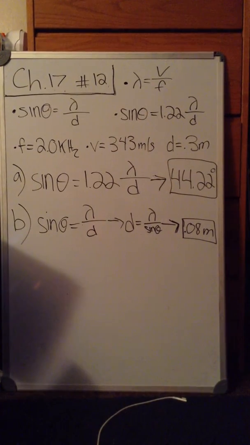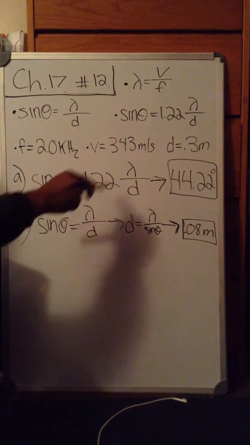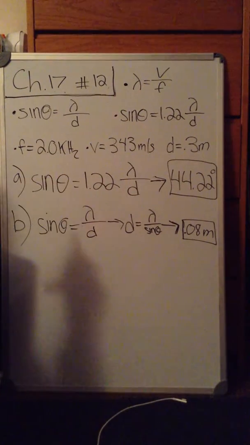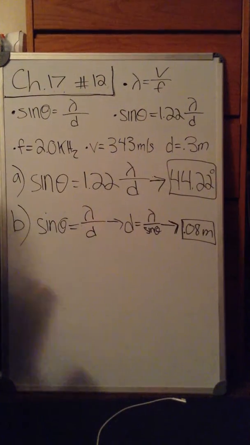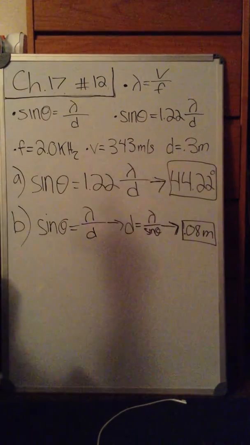So with that, I did the inverse sine of lambda over D times 1.22, and I got an angle of 44.22 degrees.